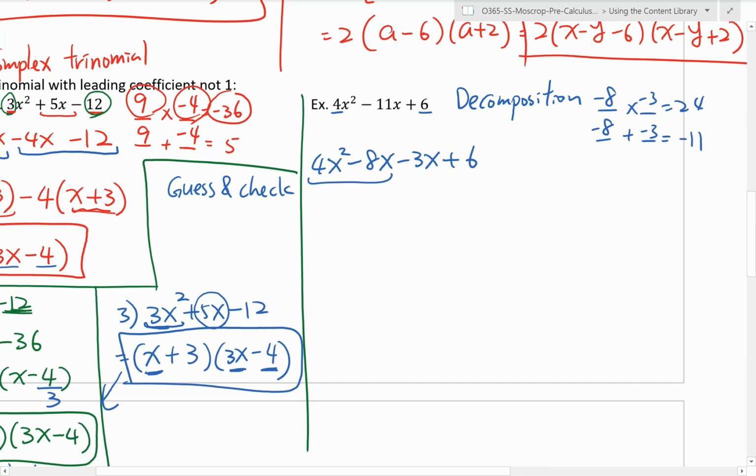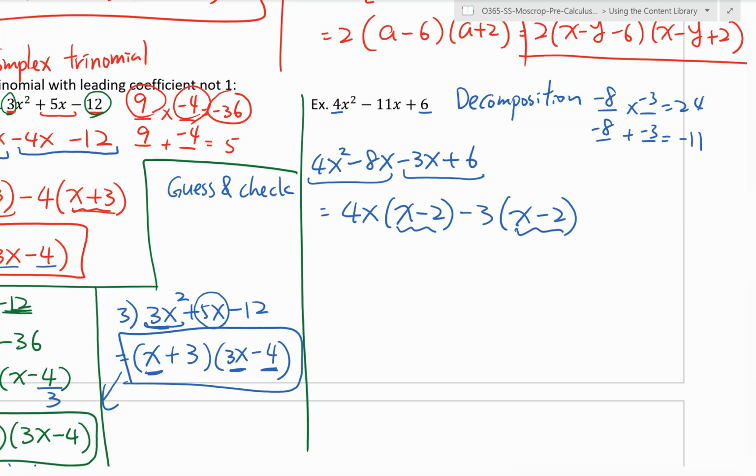You can factor the first two terms and last two terms separately. For the first two terms, you can factor out 4x. You get x minus 2. For the second two terms, you can factor out negative 3. You get x minus 2. Okay, again, the key for decomposition is that these two brackets must be the same. And really, this is the only method that you can actually check your work, kind of. Because that is really, for me, the checkpoint. Okay, if they are not the same, that means you made a mistake.